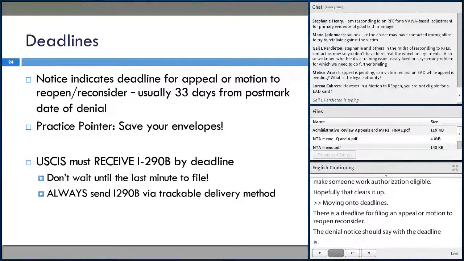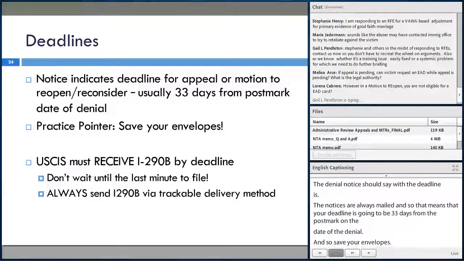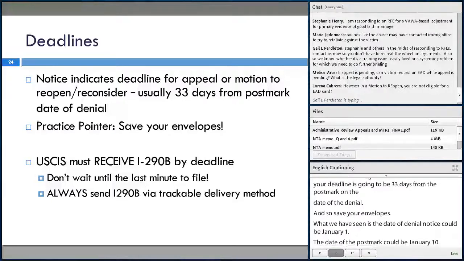And so save your envelopes, because what we've seen often is that the date of the denial notice could be January 1st, but the date of the postmark could be January 10th. And so you would need to know when the denial notice was actually sent in order to calculate your deadline for filing the I-290B.